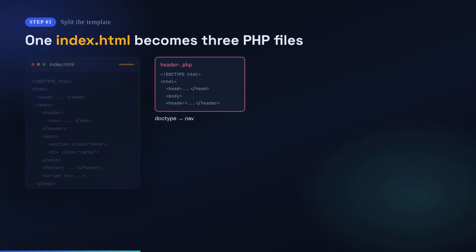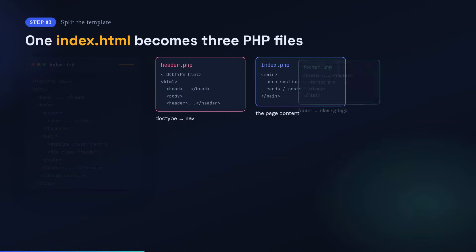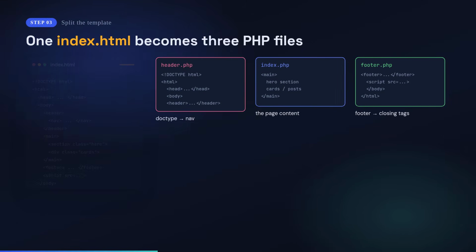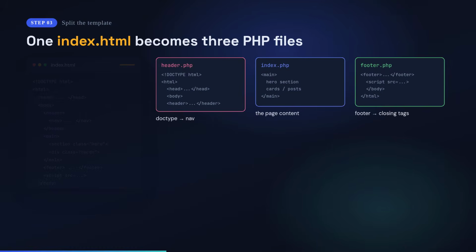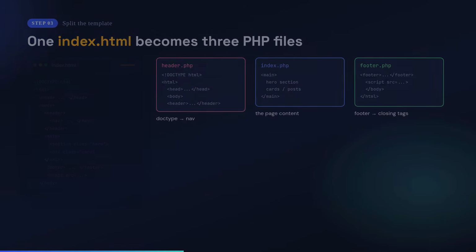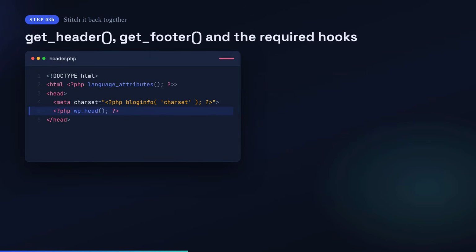Step 3. Split your index.html into 3 pieces. Everything from doctype down to the closing navigation goes into header.php. The footer and closing tags go into footer.php. Whatever is left in the middle, the main content, stays in index.php.